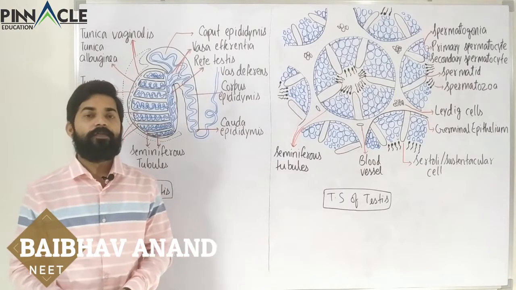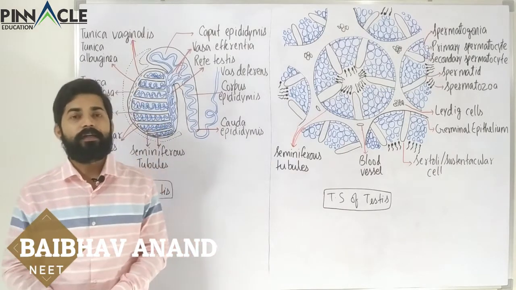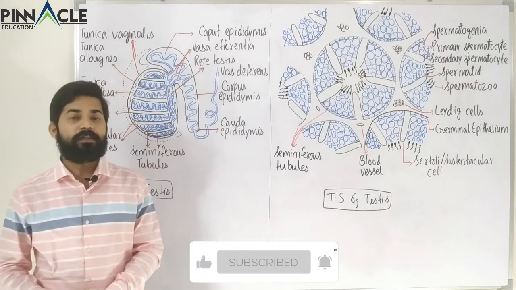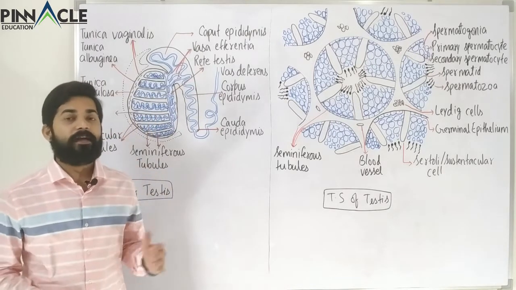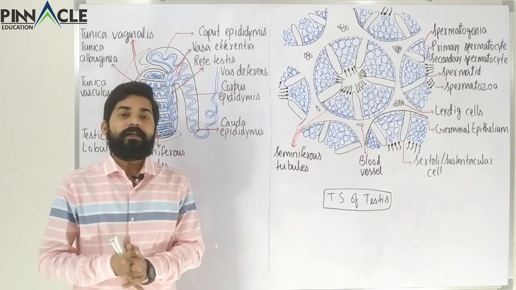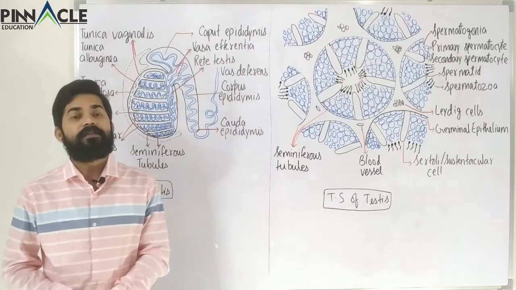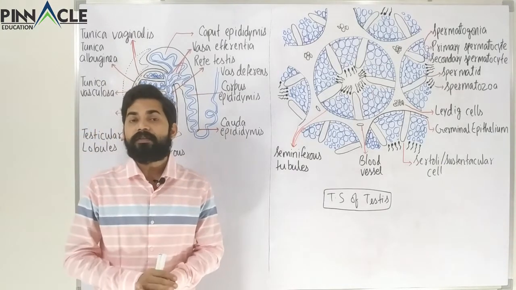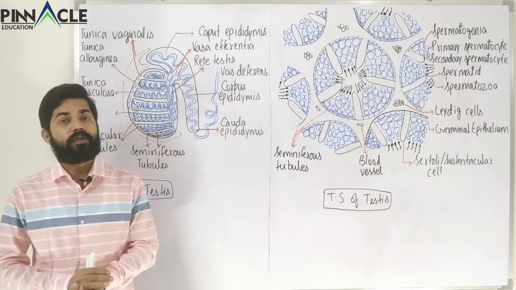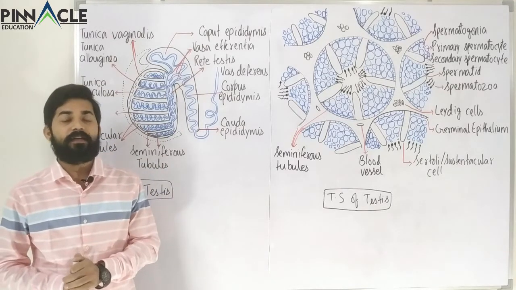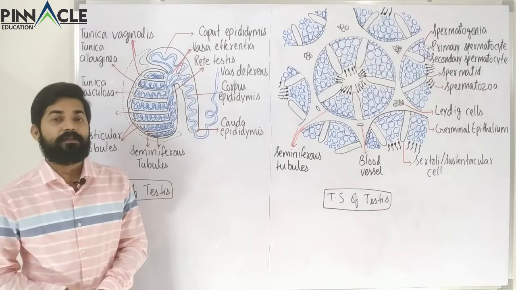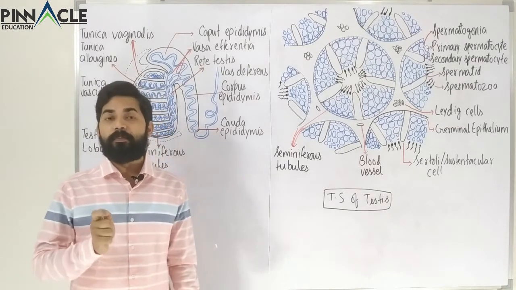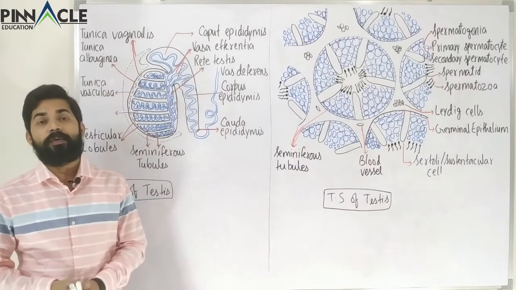In this class, we are going to study the second organ in the male reproductive system, and this is the most important structure of the male reproductive system, and that is the testis. We had completed the structure in which the testis is located, called the scrotum. We studied the scrotum in our previous class, and from this class we are going to study the testis. This testis is the most important and the primary sex organ in the case of human males.